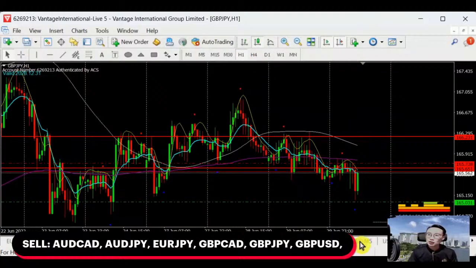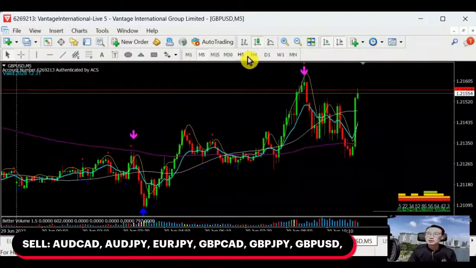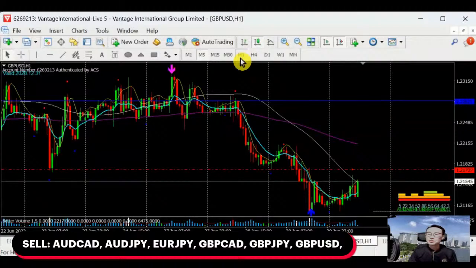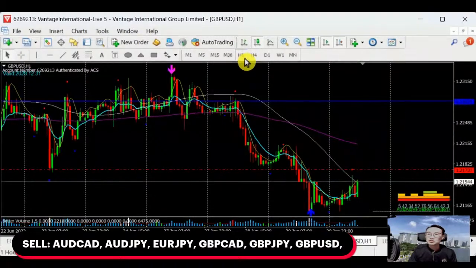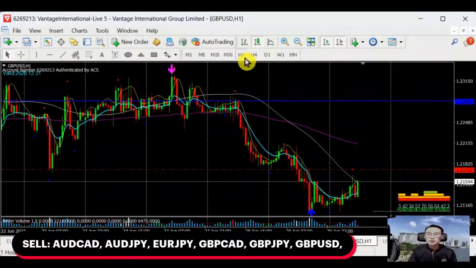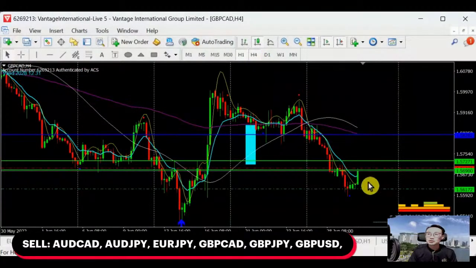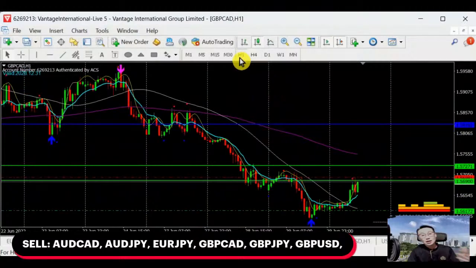Now pound dollar, let's take a look at pound dollar. Same thing, we are also in retracement now, and tentatively the retracement is quite strong for pound dollar. Pound yen we just talked about. Let's take a look at pound cad. Pound cad is the same thing, and it is good because we are coming to retest the resistance. So probably in the next hour, pound cad may be good.